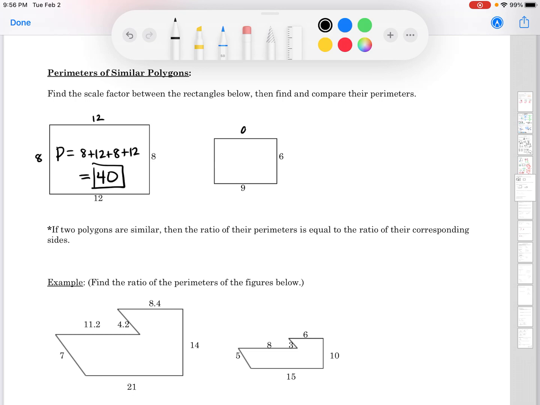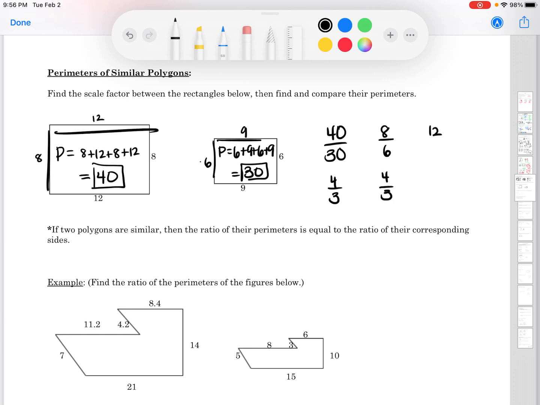Okay. In my other shape, we have 9 and 6. So that means my perimeter is 6 plus 9 plus 6 plus 9, which means I get 30. So we want to compare these perimeters. Well, we see we have 40 for one shape and 30 for the other, and that's a ratio of 4 to 3. Well, we could do the same thing if we compare the sides. Here we have 8 and 6, the shorter sides, which is also 4 to 3. 12 and 9, which is also 4 to 3. So that means that our perimeter is really going to have the same scale factor proportion going on.